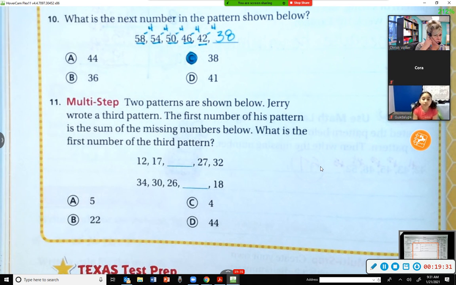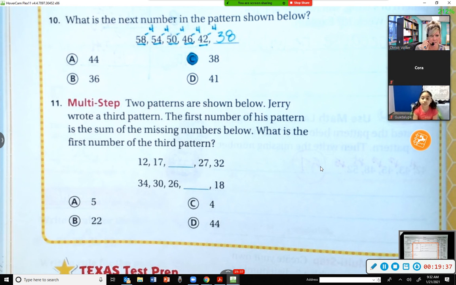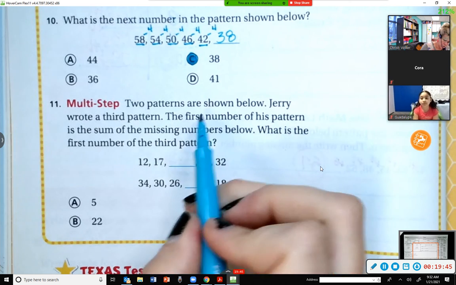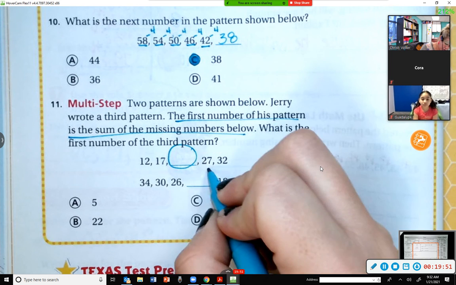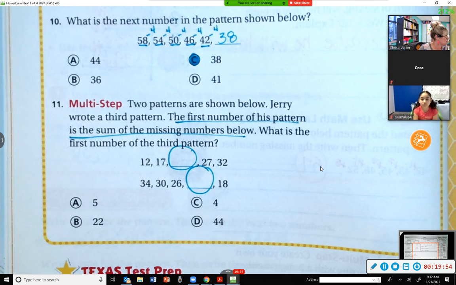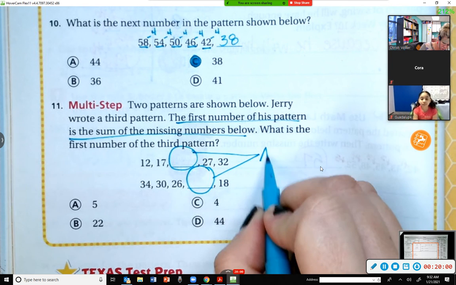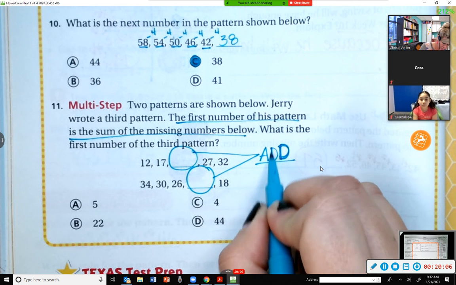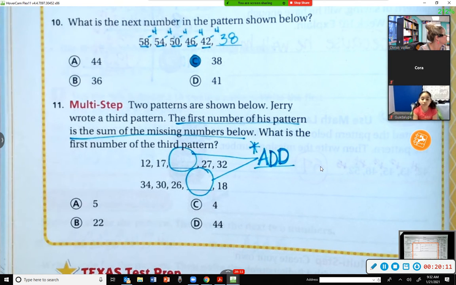Okay, number 11, the two patterns are shown below. Jerry wrote a third pattern. The first number of his pattern is the sum of the missing numbers below. What is the first number of the third pattern? Okay, so the first number of his pattern is going to be the sum of these two numbers. What does sum mean? Sum is the answer to an addition problem. Good. So we need to find these two numbers and then we need to add them. I think most of us found the missing numbers and then we picked that as our answer choice. But there was this extra step we had to do. You had to add them.